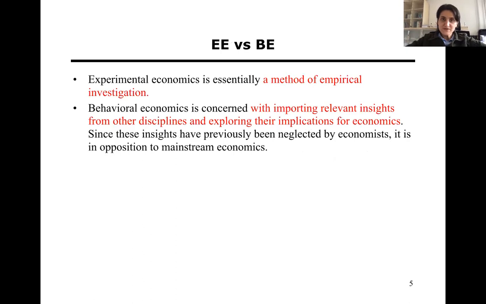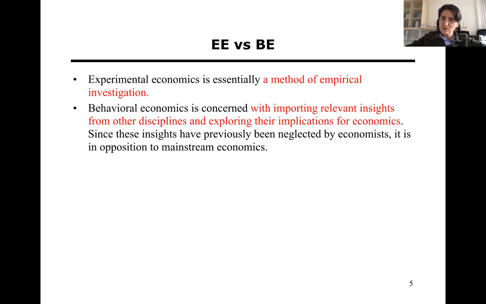So what is the difference between experimental economics and behavioral economics? Experimental economics is essentially a method of empirical investigation. This is related to data. Instead of obtaining the data from the field, you want a more controlled environment. The data you obtain from the field is not that controlled. You need to check many things to get clean data. In the laboratory, you obtain clean data. You can exactly know what affects the behavior, or what affects people's choices.